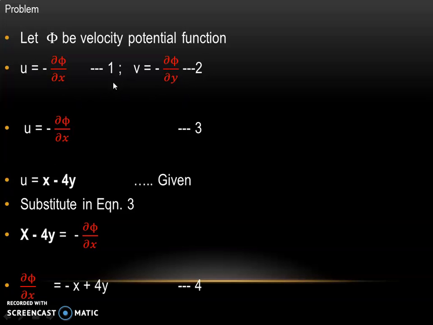Out of these two equations, we will use the one wherein the denominator is dou x to begin with. So we will use u equal to minus dou phi by dou x. Let this be equation 3. Now u is equal to x minus 4y is given. So we will substitute this value of u in equation 3 on the left hand side. So we get x minus 4y equal to minus dou phi by dou x. We will rewrite this equation: dou phi by dou x is equal to minus x plus 4y.